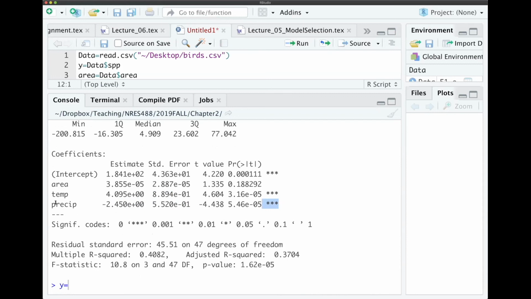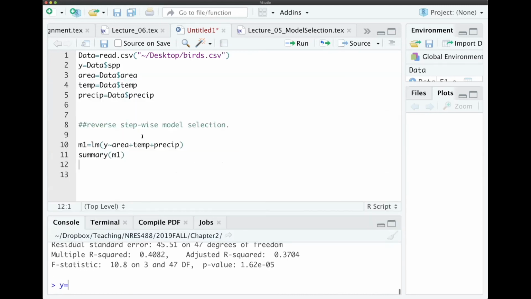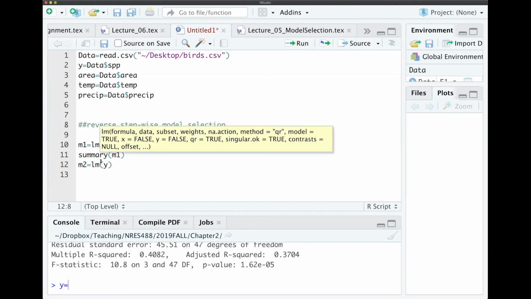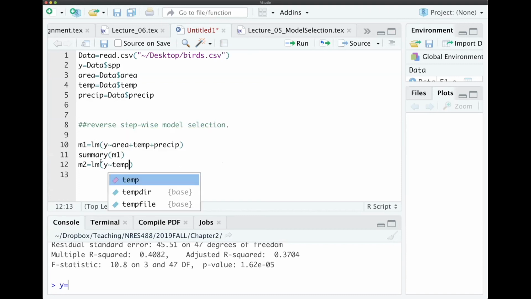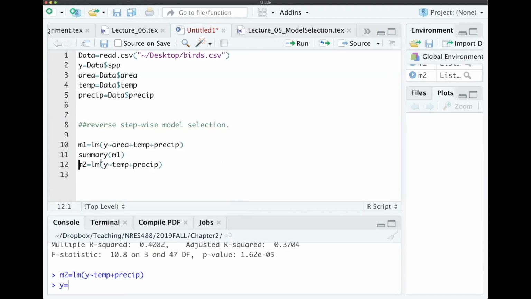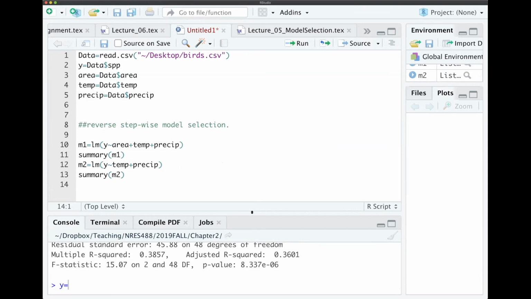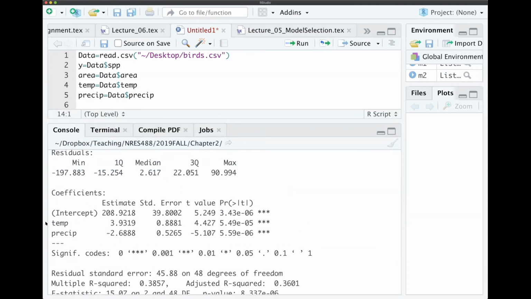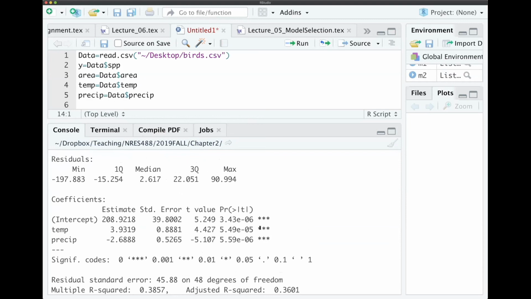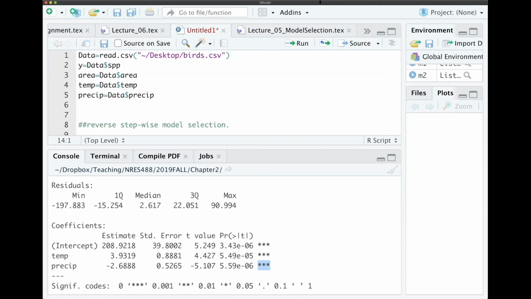So let's keep temperature and precipitation in our model, and we're going to now consider only temp and precip. We're going to get rid of area. So now let's say model 2 equals linear model y tilde temp plus precip. There's our second model. Let's take a look at this model. And now we have two covariates in here. We got rid of area because it wasn't significant in our previous one. These are both significant. We have asterisks next to them. So we're going to keep them. And now we're done. That was stepwise regression. That's not what we're going to do in this class.